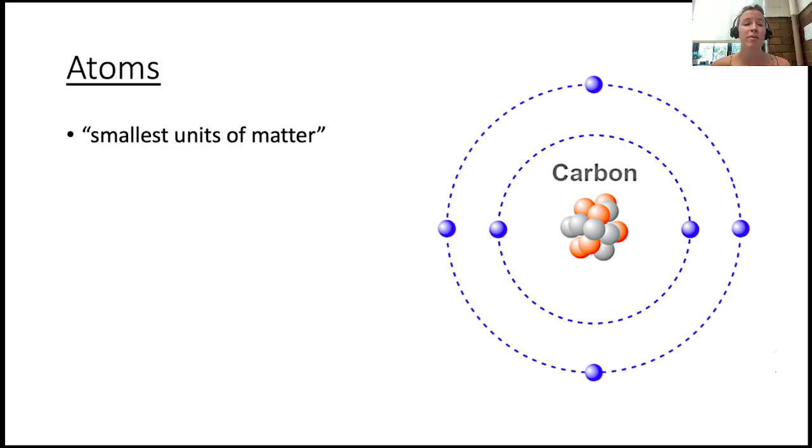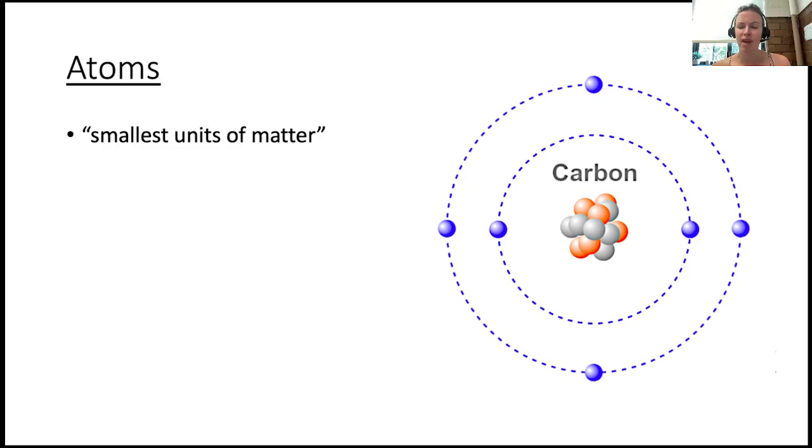So let's start at the beginning here, folks. So atoms are just generally described as the smallest unit of matter. We can see an example of an atom to the right here, an atom of carbon. And while there are different parts that make up this atom, the atom really is the smallest unit.